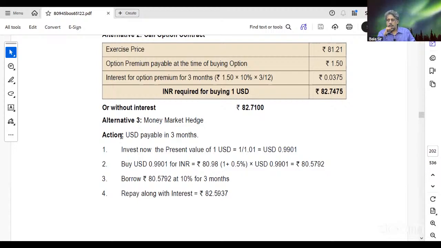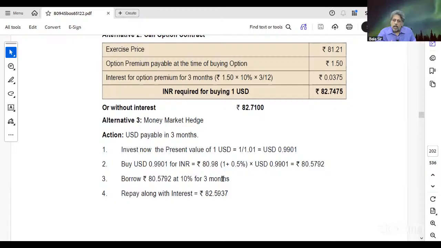Money market hedge: USD payable in 3 months. Invest now the present value of 1 USD. Suppose you have a $1 payment. The interest rate in the US is 4%, or 1% for 3 months, right? So what are you going to do? $1 divided by 1.01. How much do you get? 0.9901. That means if you invest 0.9901 dollars today at 4% rate in the US, it will become $1 in 3 months' time.